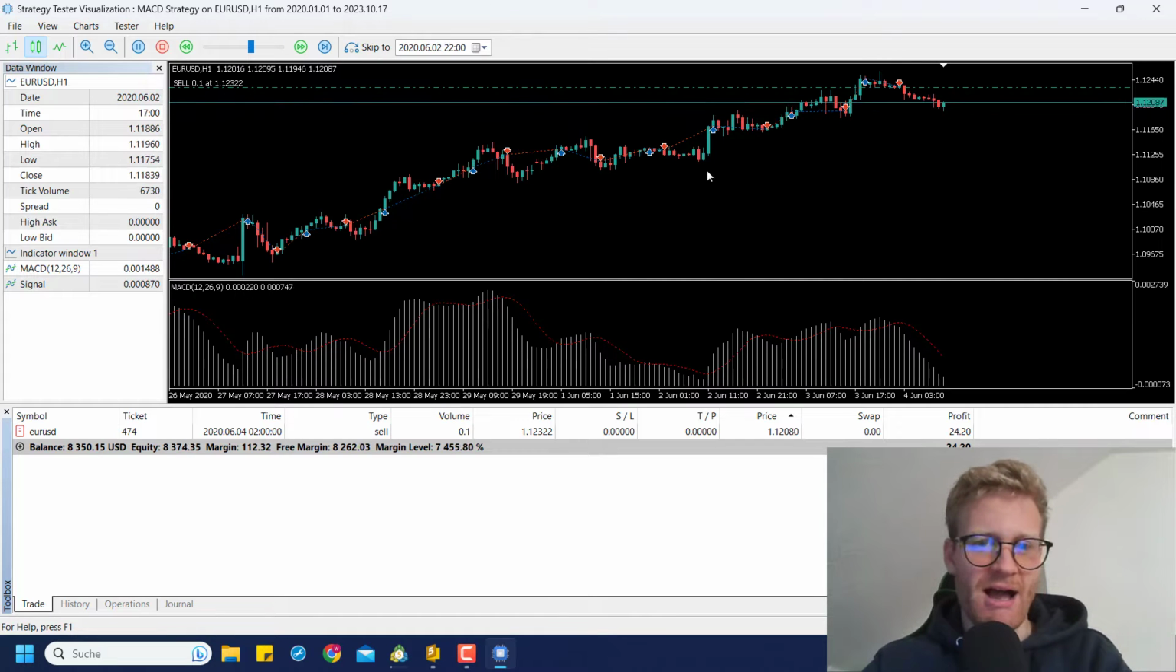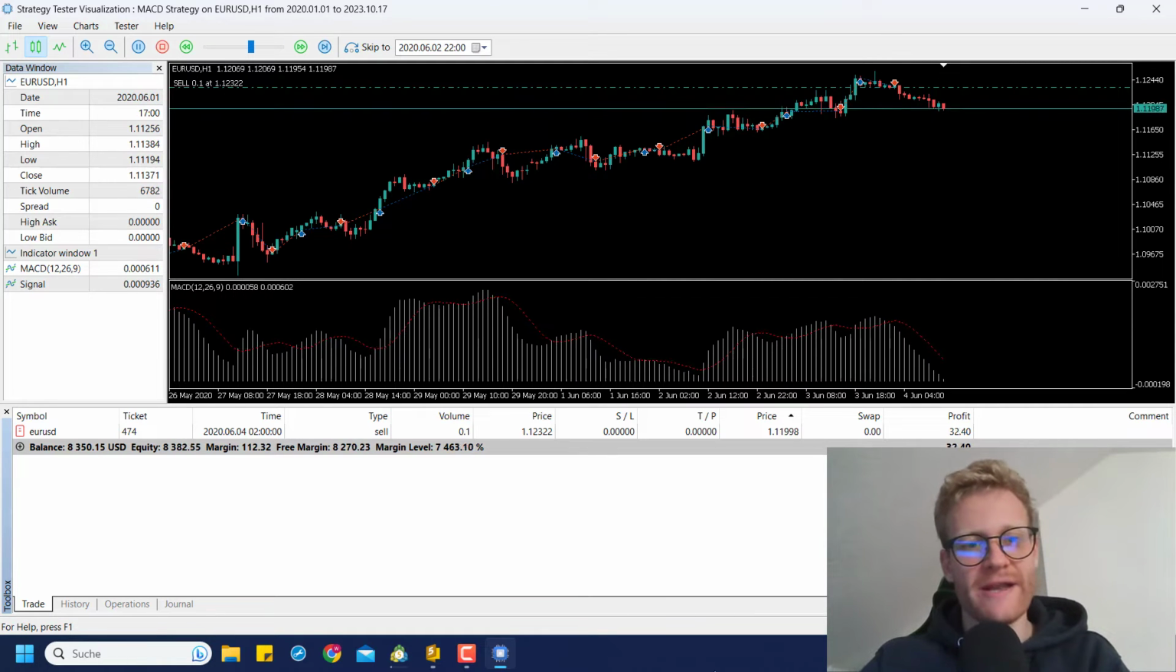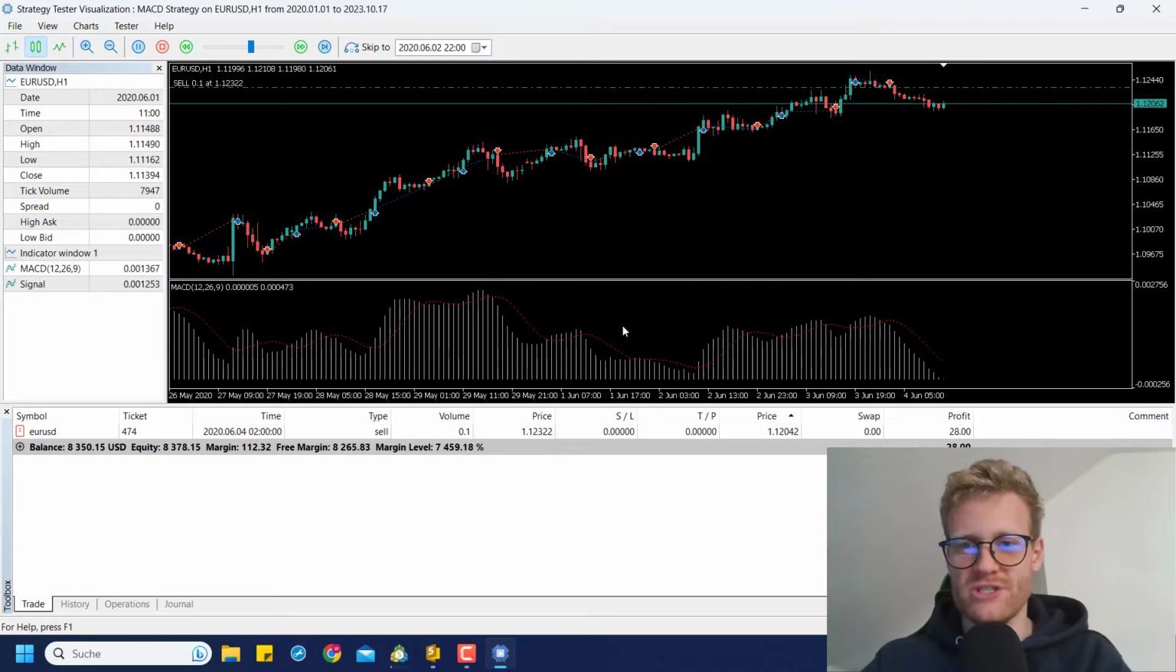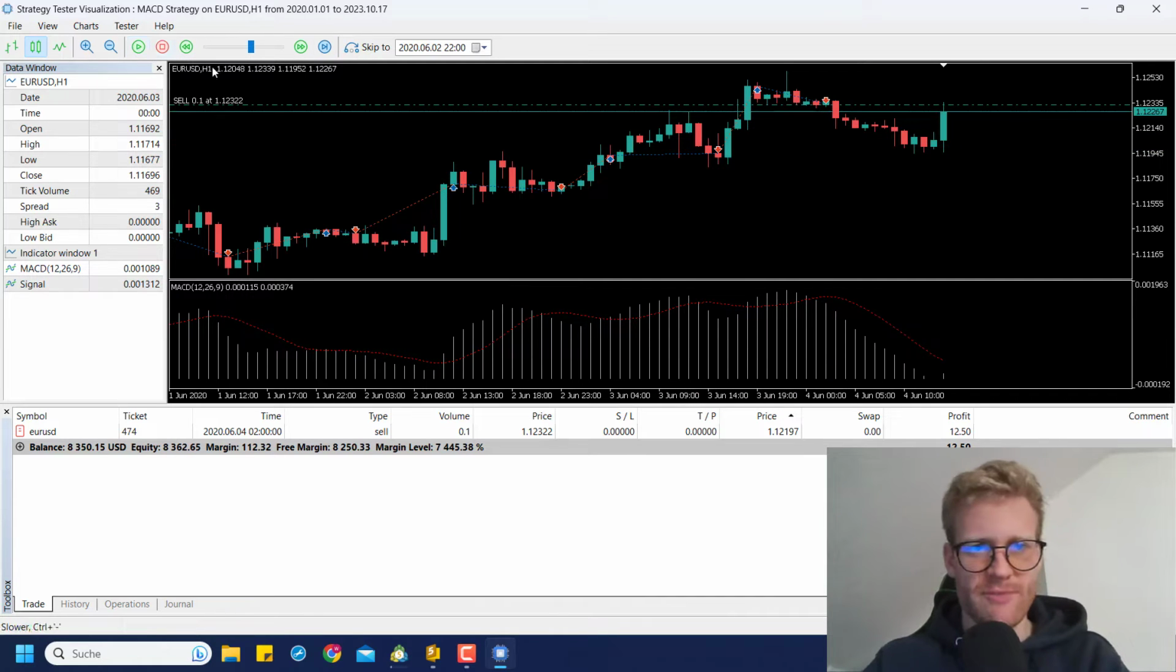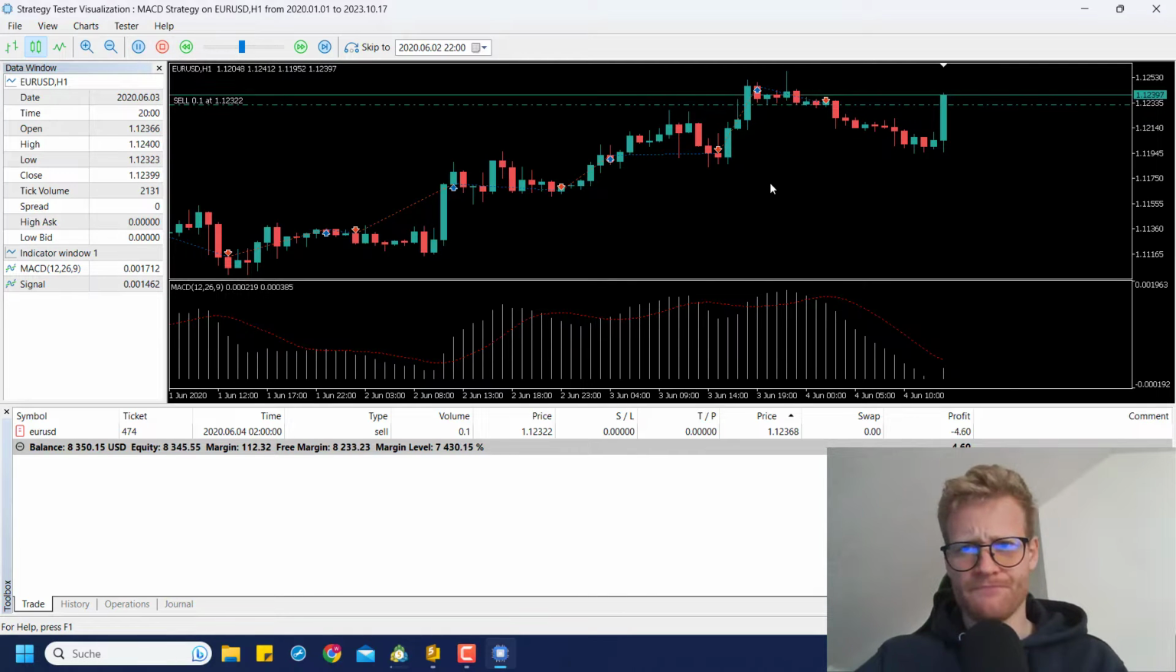Today I want to make a quick video where we have a look at the MACD indicator and test it over 3.5 years. So we are looking at the MACD here already on the 1 hour Euro-US dollar chart, and I want to quickly explain this really simple strategy because we are just trading the indicator signals.